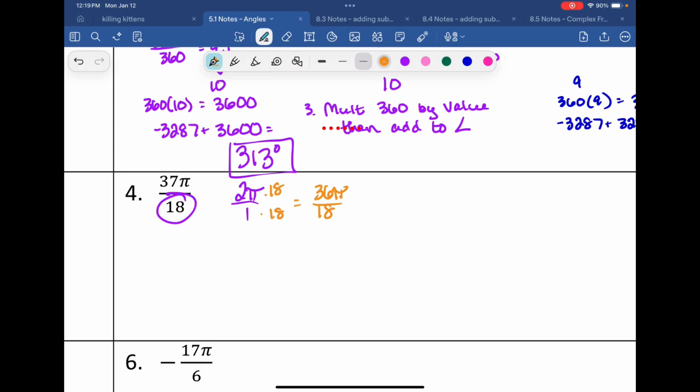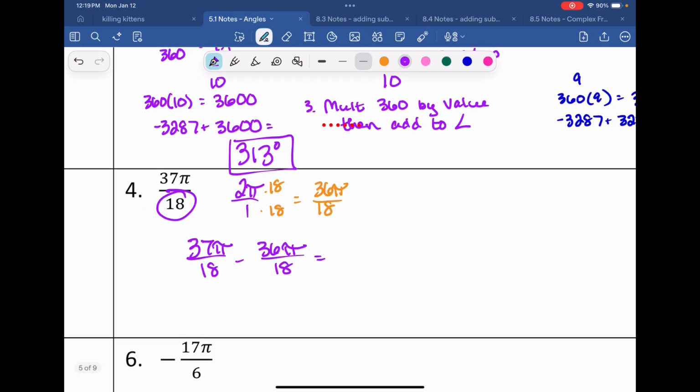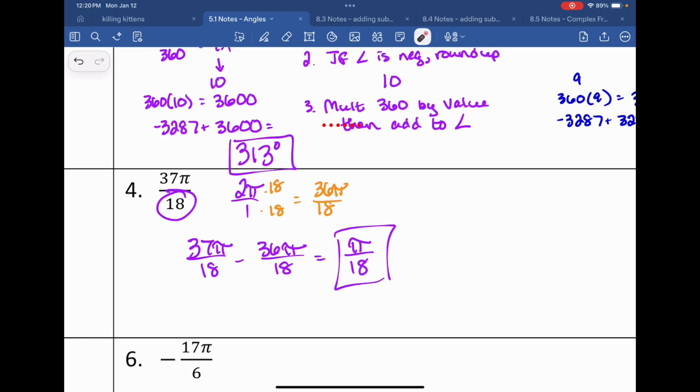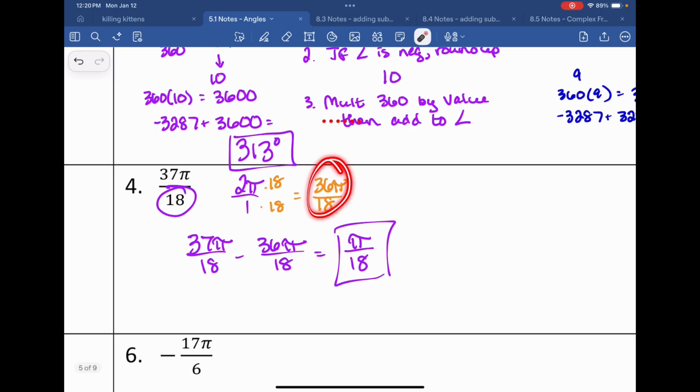All right, and you want an angle that's between 0 and 2 pi. So this is going to give me 1 pi over 18. All right, because it would have to be between 0 and 36 pi over 18. Okay, 7 pi over 18. So I need to subtract.